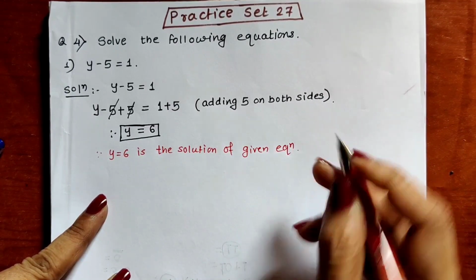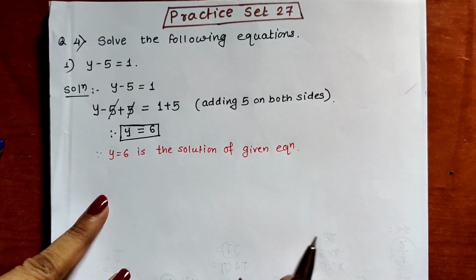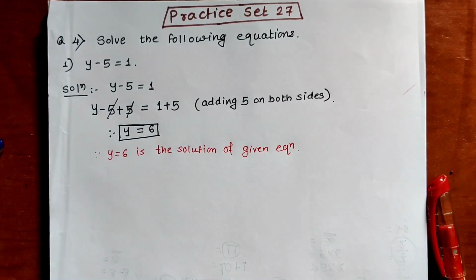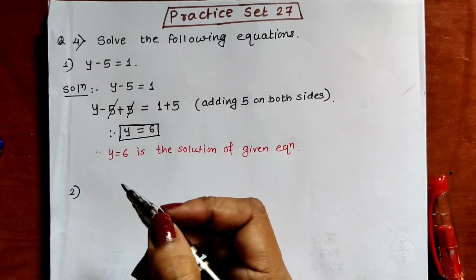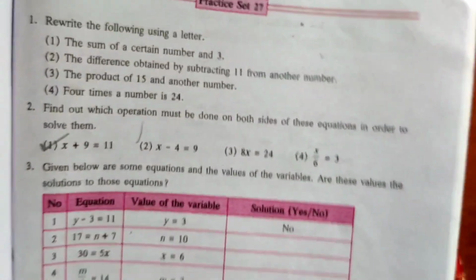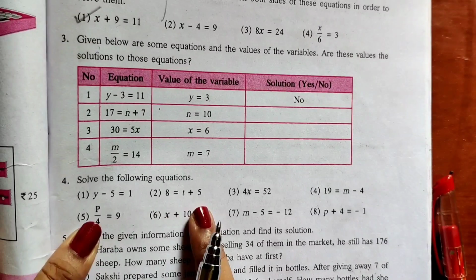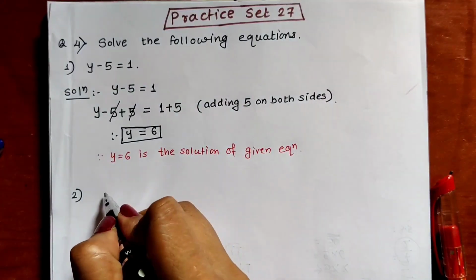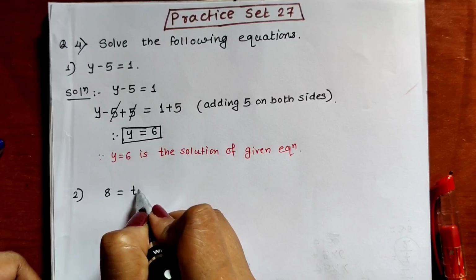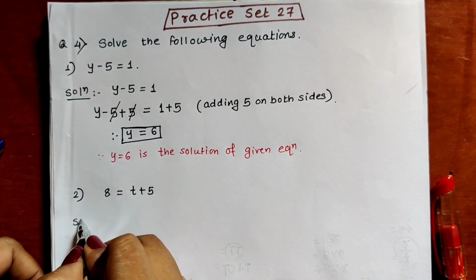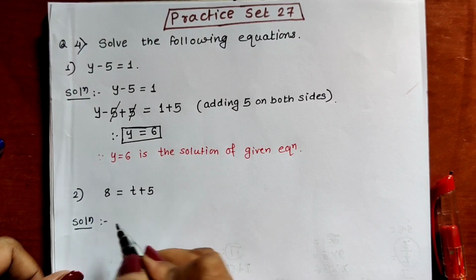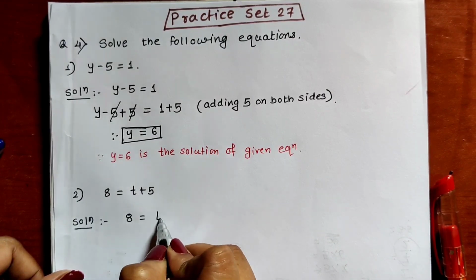Equation, I write this short form of equation as EQN. Okay, now let us see what is the second equation given to us. The second equation is 8 is equal to t plus 5. Right, here 8 is equal to t plus 5. So in the solution we write 8 is equal to t plus 5.